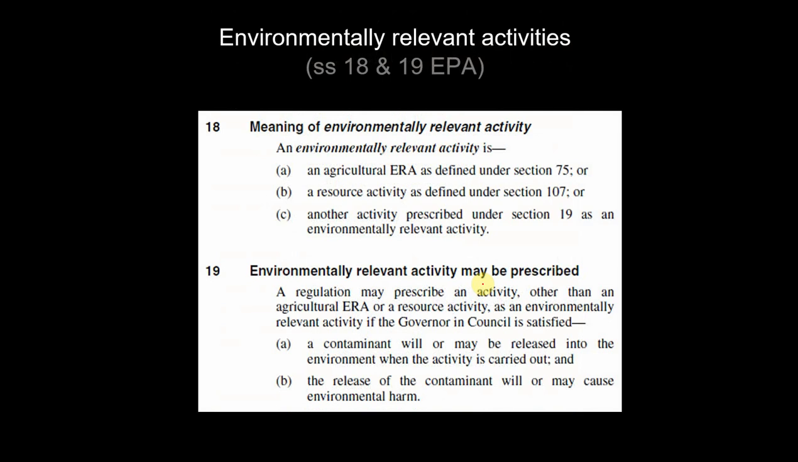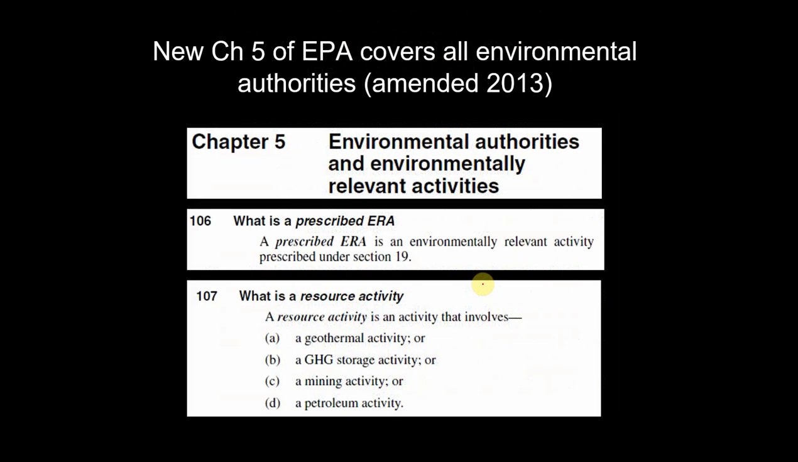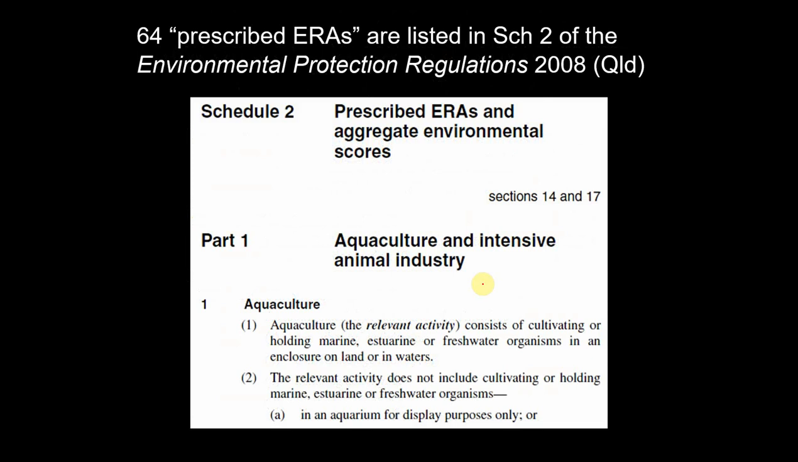So ERA is defined by reference to prescribed activities under the regulations, as well as resource activities and agricultural ERAs. Under the Act, the new Chapter 5 deals with all of those ERAs, but the prescribed ERAs are integrated into the planning regime. So, for instance, aquaculture and intensive animal industry is one of the prescribed ERAs under the Environmental Protection Regulations, now the Environmental Protection Regulations 2018, so the slide should be updated. The regulations have changed since I created that original slide. But aquaculture and intensive animal industry is still a prescribed ERA.